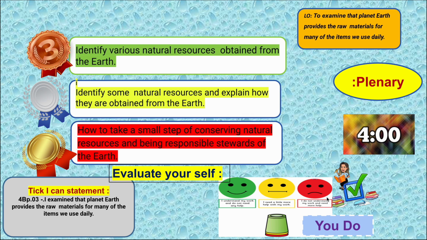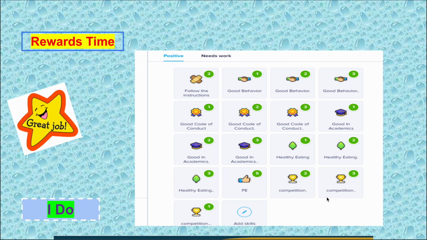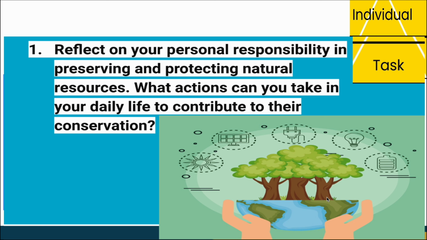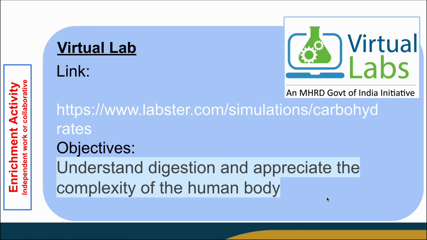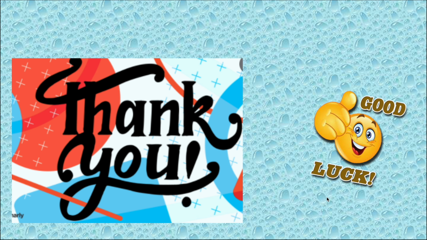After finishing this, if we have time, you can mark the rewards in Class Dojo. This is an app provided by the school. You can exclude this slide, because you don't have Class Dojo for the students. Okay, exclude it. Then when it comes to individual tasks, and other than that, if we have extra time, we have to somehow manage. Yes, so that we are giving this one. Then practice at home, virtual lab. Then thank you. That's it.